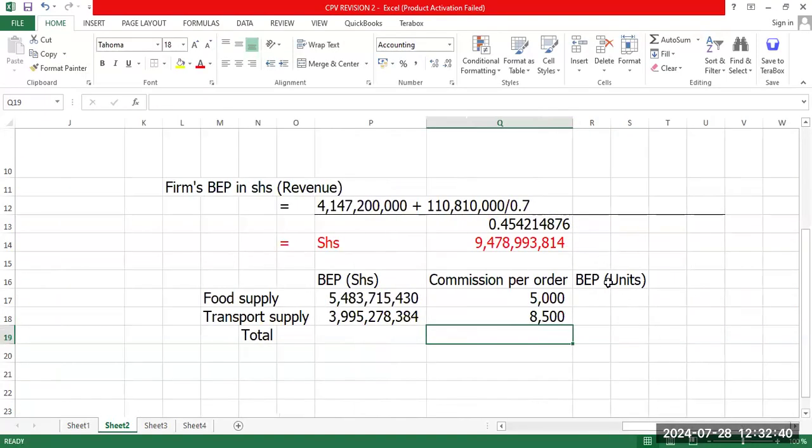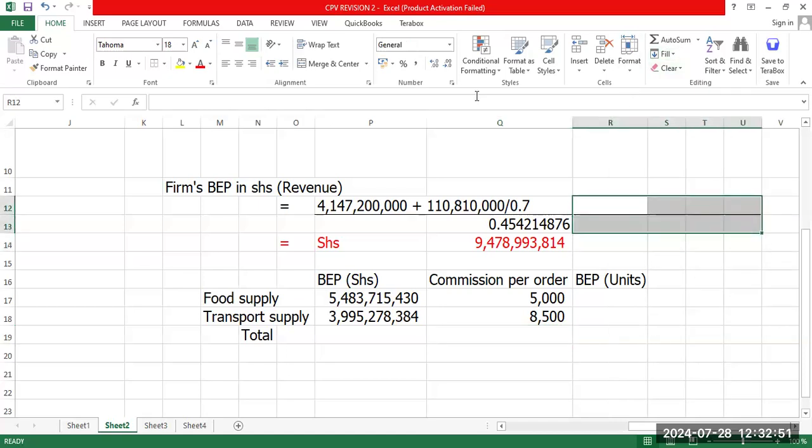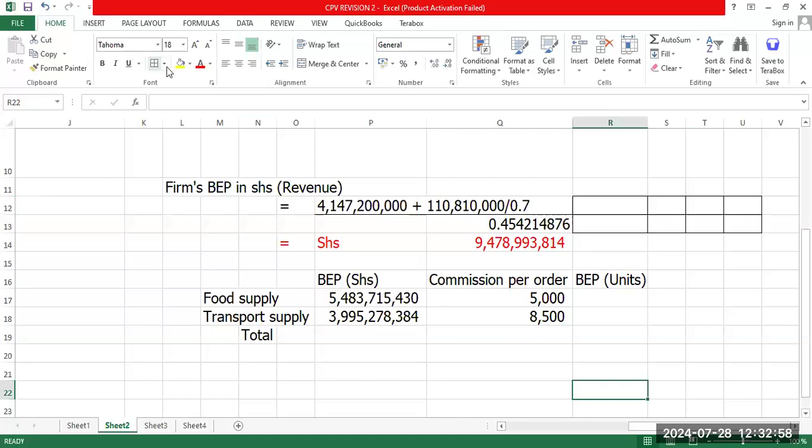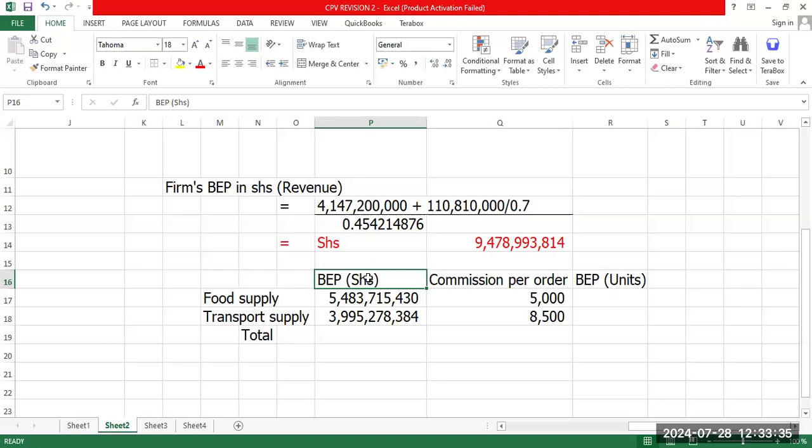Then we need break-even point now in units. Who can tell me now? How can we get break-even point in units? Who wants to try? You have revenue. You have the unit selling price. You get the revenue and divide by the commission per order.